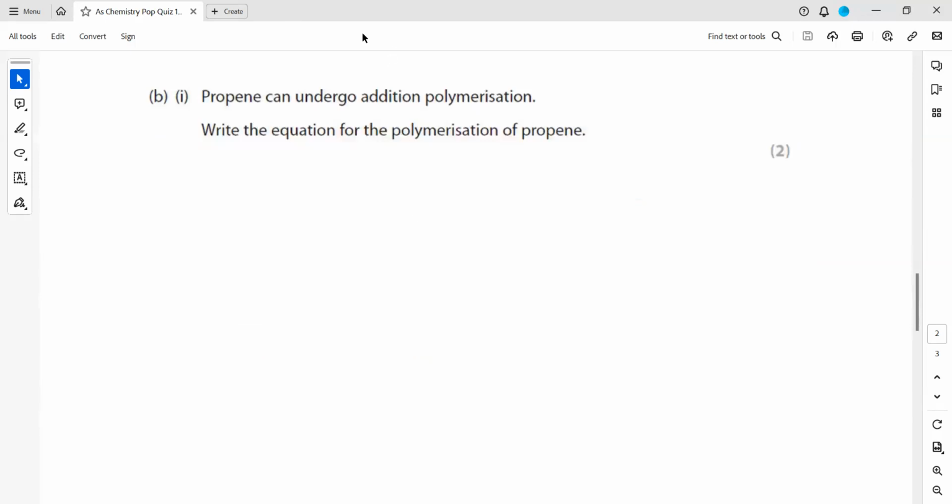So what is the monomer here? The monomer is propene. And what is the polymer? The polymer will be polypropene. Many propenes together will make a polypropene.